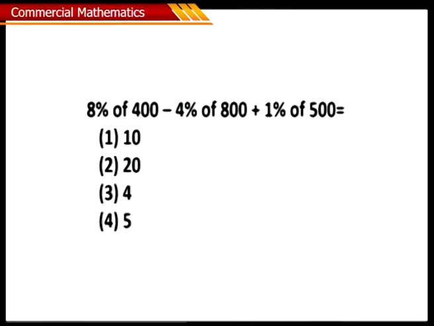Now, it is time for us to go for some problems. Just look at the screen. We try to solve the problems related to this. The first problem is related to percentages. Percentage means per 100. So easily we can observe that 8% of 400 means 8 by 100 into 400, minus 4% of 800 means 4 by 100 into 800, plus 1% of 500 means 1 by 100 into 500.